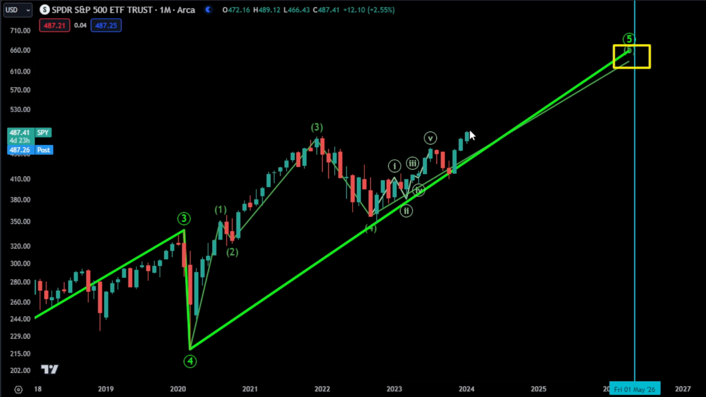Now, I think the important thing to realize is, just because I'm giving where I think these targets are, that doesn't mean that we're going to go in a straight line up there.